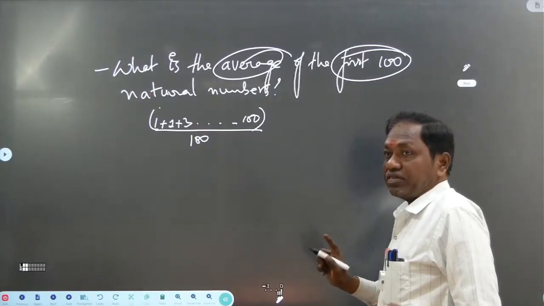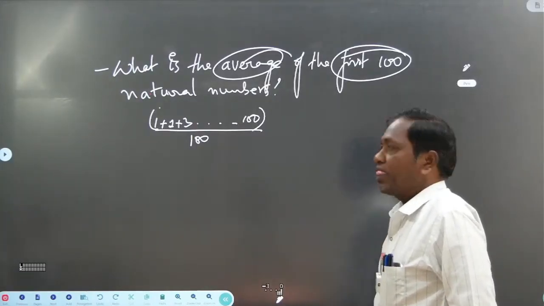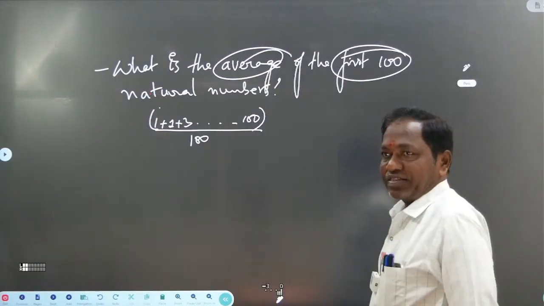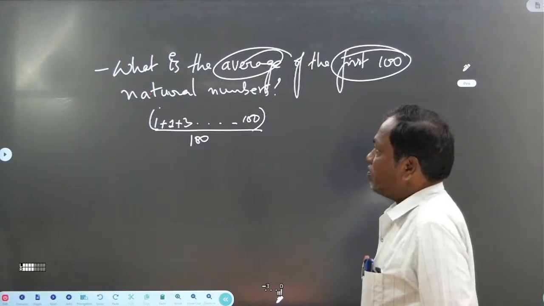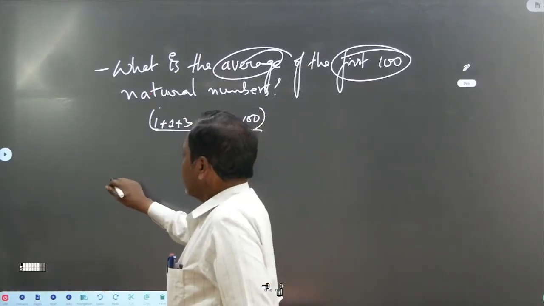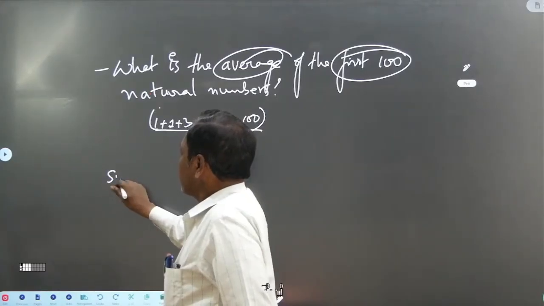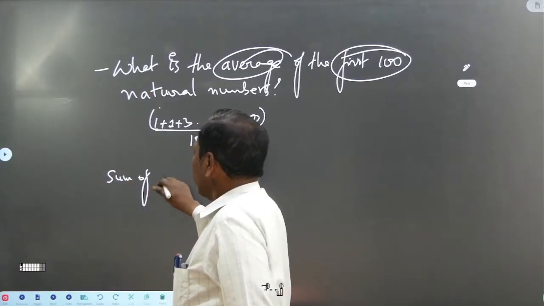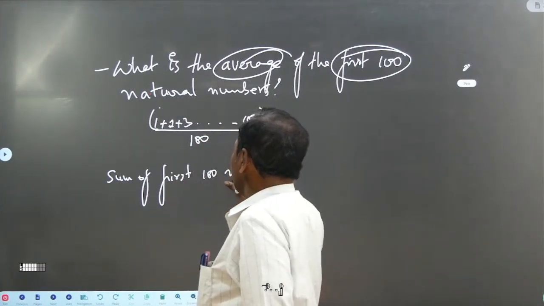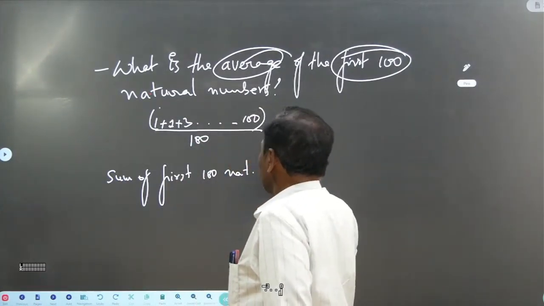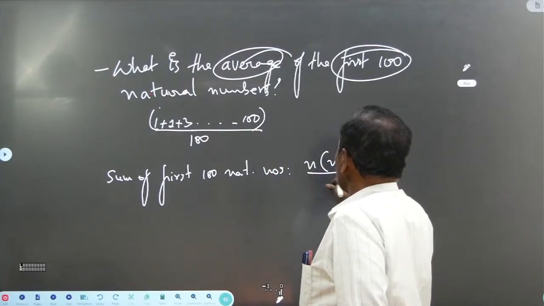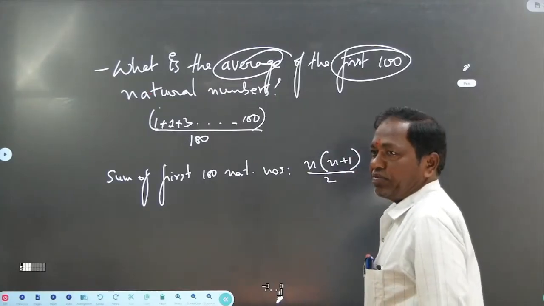That is the smart work in the exam hall. Anyway, now we have to put up the total. We cannot put up the total like this, but what is the formula for this? Whenever it is the sum of the first natural numbers, the sum of the first 100 natural numbers is n into n plus 1 by 2. n into n plus 1 by 2.